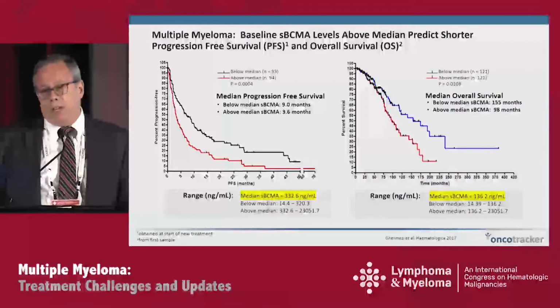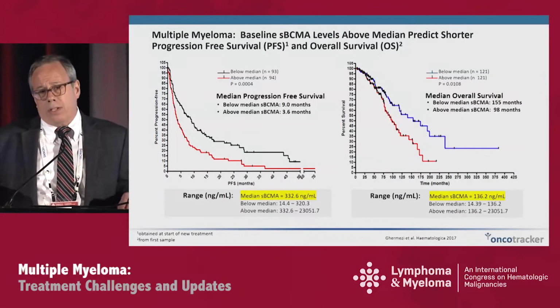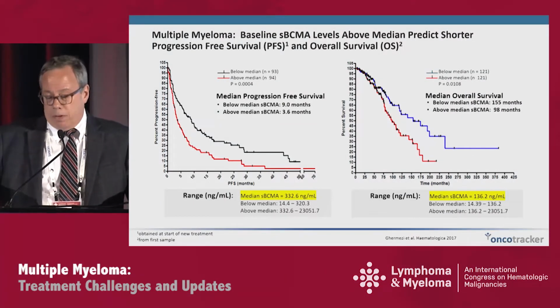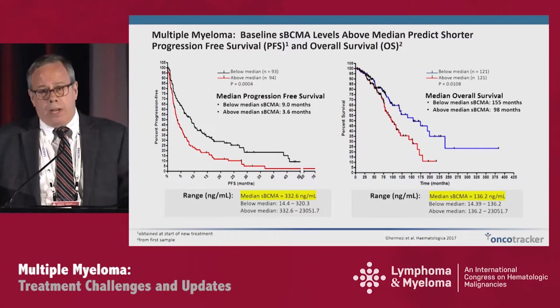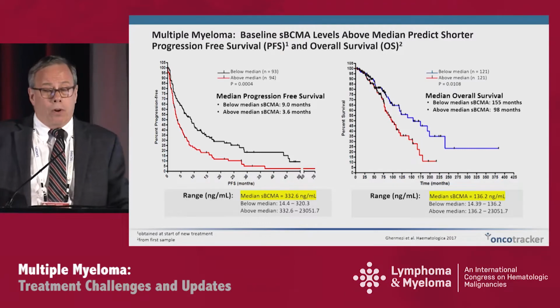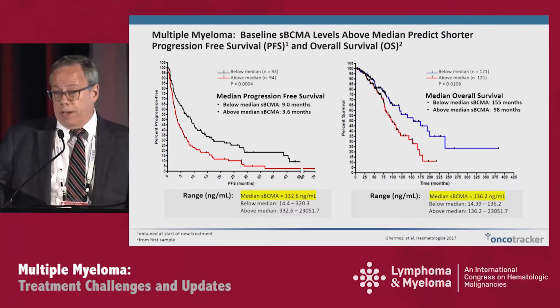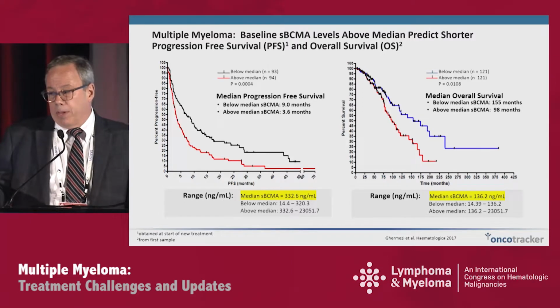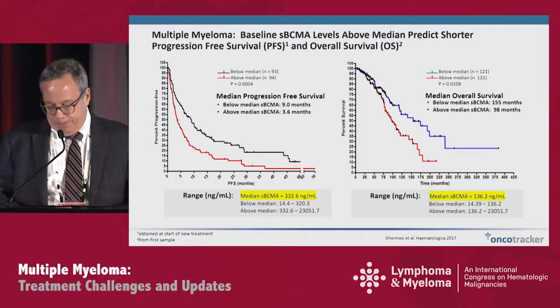But importantly, if you tease out the myeloma patients based on the BCMA when they start treatment, on the left-hand side, the progression-free survival is markedly different. If their levels are below the median, their progression-free survival median is at 9 months, whereas if it's over the median, it's only about 3.5 months. Similarly, if you look at overall survival on the right-hand side of the slide, the median overall survival is markedly different. If it's below the median, it's 155 months, and 98 months above the median.